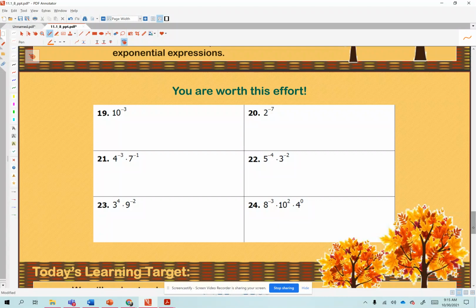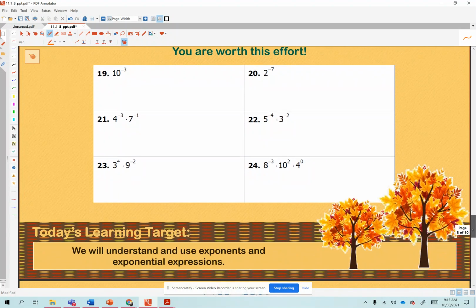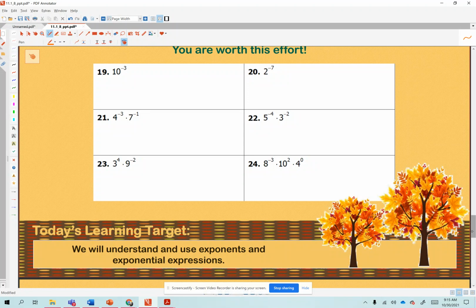There we go. Number 19 through 24. And we're going to evaluate in number 19, 10 to the negative third. So let's change our color. So that would be 1 over 10 to the third, which would equal 1 over 10 times 10 times 10, which equals 1 over 1,000. 10 times 10 times 10 is 1,000. Number 20, I hope you try these on your own first.